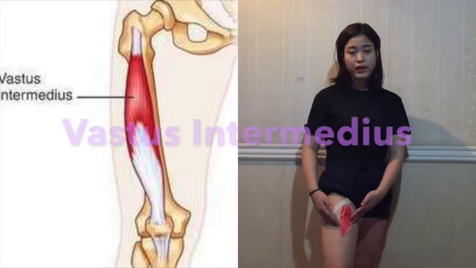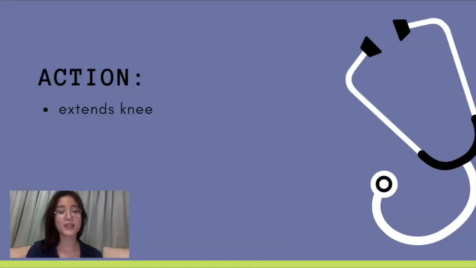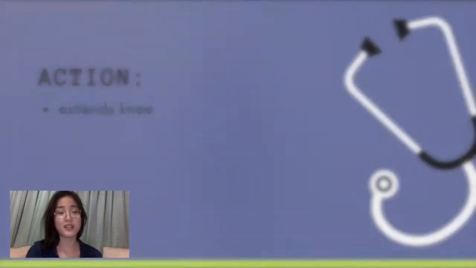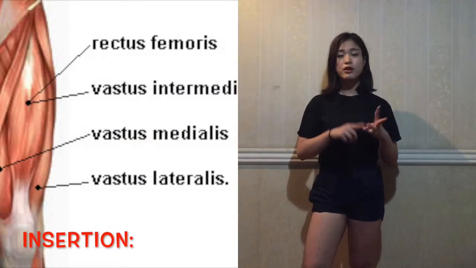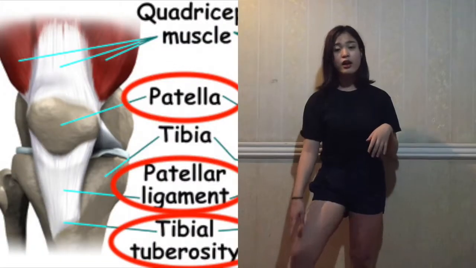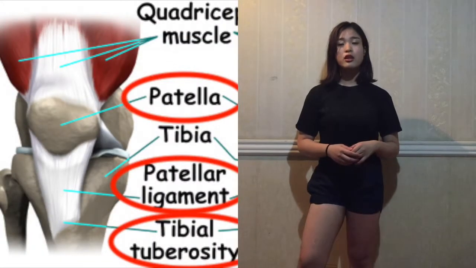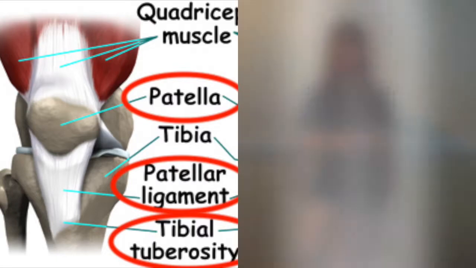So this portion of my muscle is called the vastus intermedius, and the origins are the anterior and lateral surfaces of femur. The action for the vastus intermedius, it extends the knee. The insertion of rectus femoris, vastus lateralis, vastus medialis, and vastus intermedius is the patella and tibial tuberosity via patellar ligament.